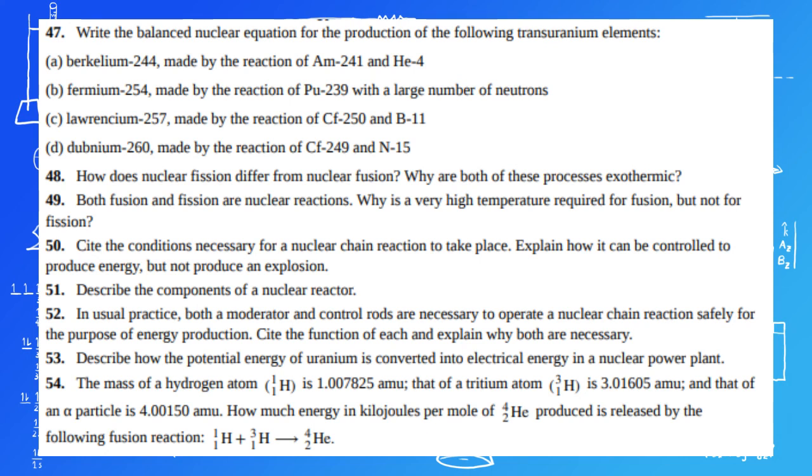Okay, number 50. Cite the conditions necessary for a nuclear chain reaction to take place. Basically, you need to have a supercritical mass, and you need one neutron to initiate the process. Explain how it can be controlled to produce energy but not produce an explosion. Yeah, so keep it at nearly a critical mass, or actually, if you want to play it safe, maybe a slightly subcritical mass, and you'll be fine. You'll generate energy, but it won't be at such a rapid pace that it devolves into a crazy explosion like what happened with, what was that nuclear reactor in Japan? Was it the Fukushima reactor? Yeah, you don't want to have nuclear reactor meltdowns.